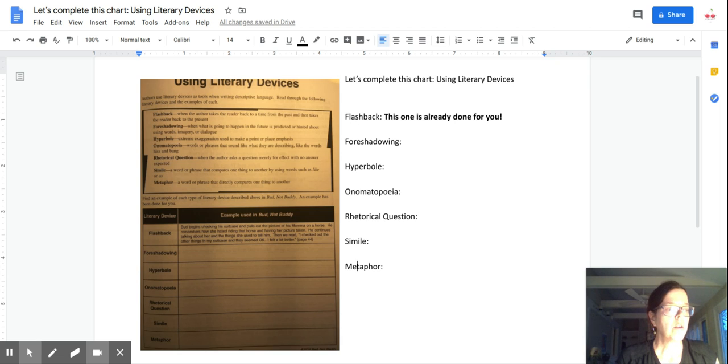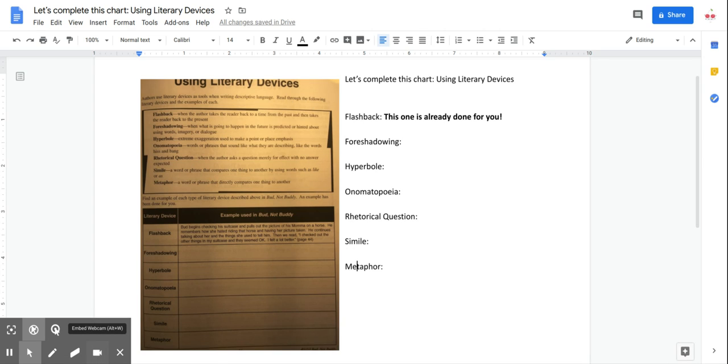Next, let's talk about foreshadowing. What is going to happen in the future, and it is predicted or hinted about in the dialogue. Well, I can think of something. Can you? What about all the times Bud says, "Here we go again"? So let's get that written in there.